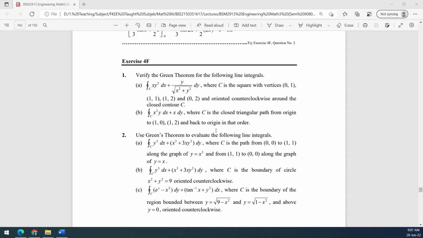Okay, the exercise for 4F, we solved 1A. So let's look at 1B. The line integral of x squared y dx plus x dy, where C is the closed triangular path from the origin to (1, 0), to (1, 2), and back to the origin in that order.